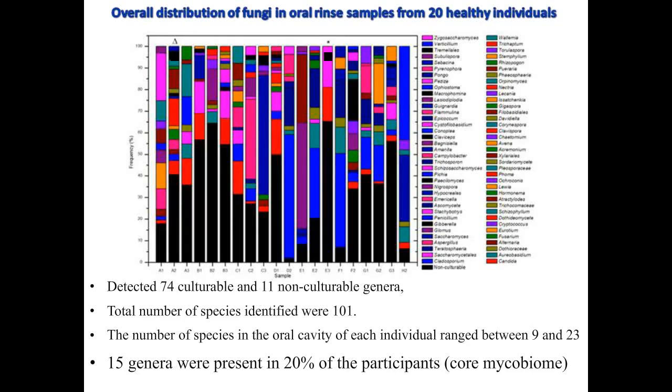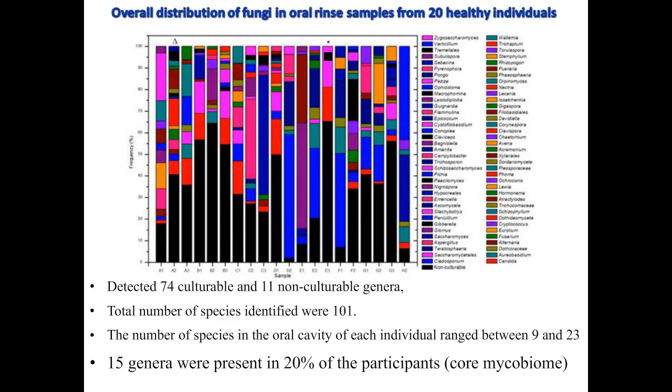This slide shows you the overall distribution of fungi in the oral rinse samples from the 20 healthy subjects, and you can see a nice heat map there. In summary, we detected 74 culturable and 11 non-culturable genera. A total of 101 fungal species were isolated from these 20 people. If you take one individual, between 9 and 23 different species were isolated from different people.